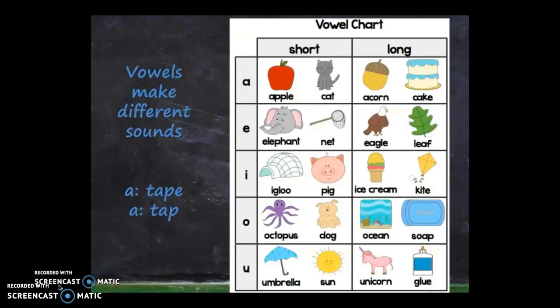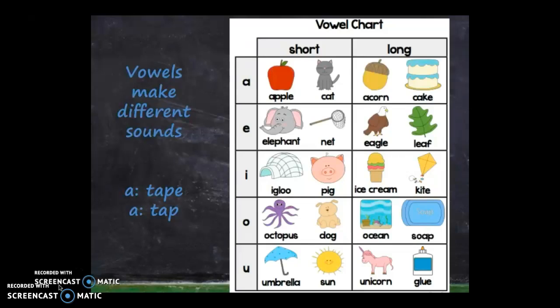Here we go. When we blend consonants and vowels, we are reading words. The vowels A, E, I, O, and U can have different sounds. Today, we are going to read words with some short vowel sounds, such as A in tap, and long vowel sounds, such as A in tape. Here I have also given you a list of some short and long vowel sounds. Remember, friends, that short vowels are just that.